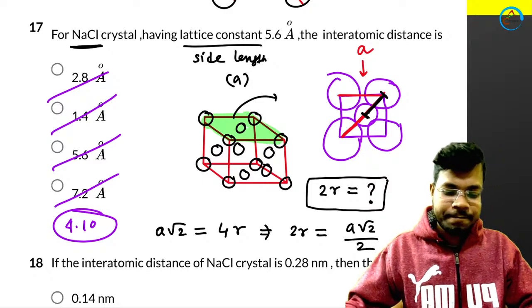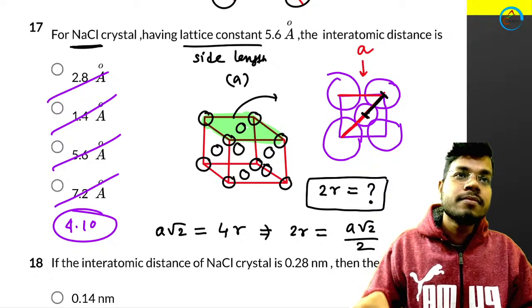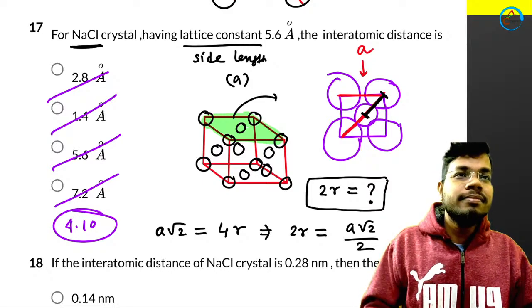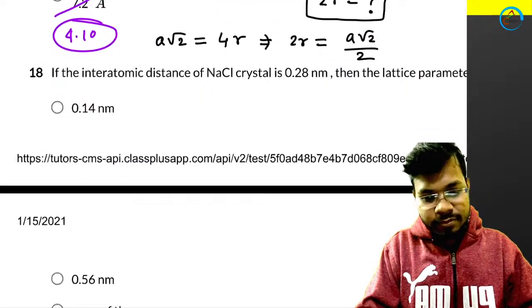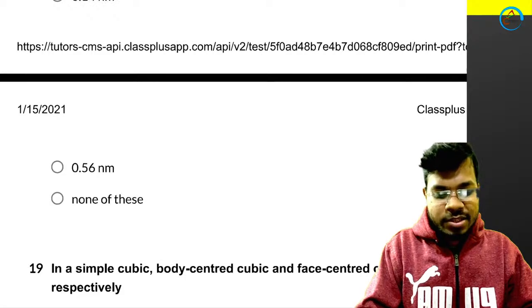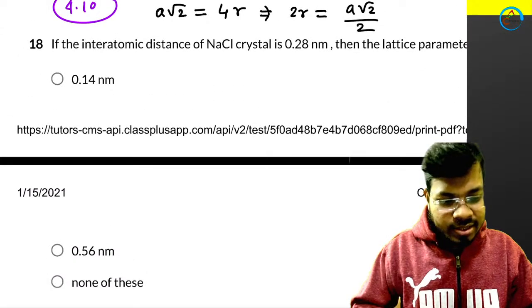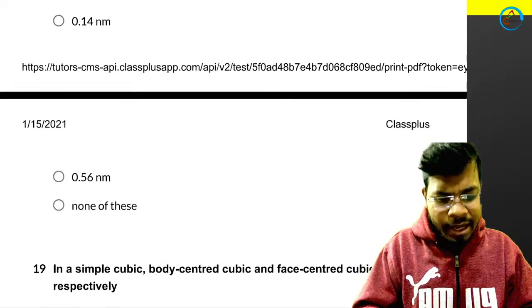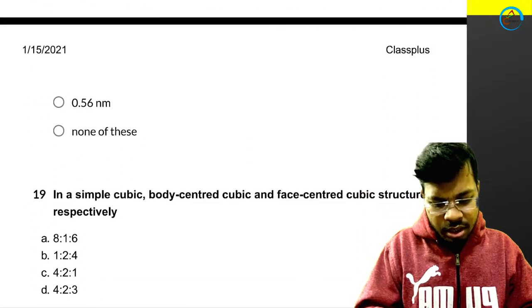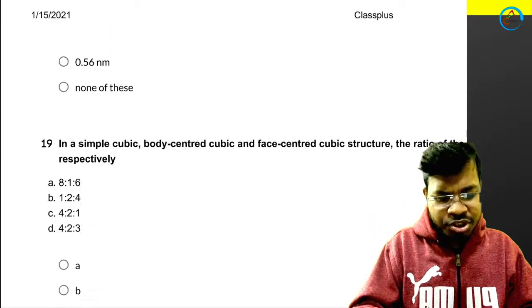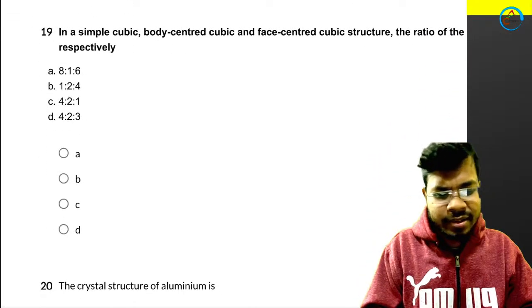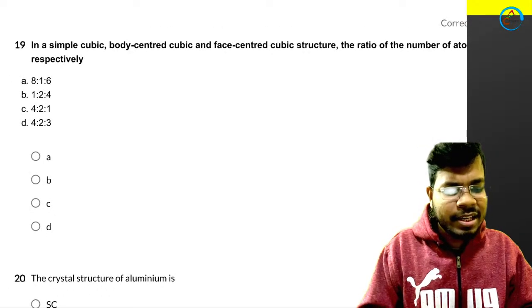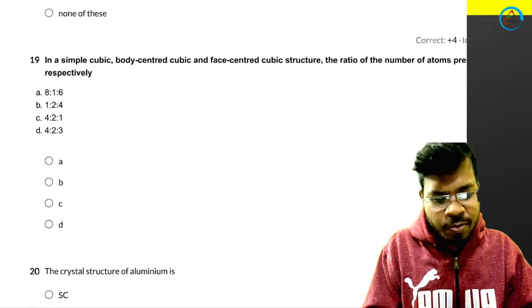Next question. Okay, so look at this now. The same question is there. So for the timing I am ignoring this question, and I'll be coming back to it. Question number 19. In simple cubic, body centered and face centered cubic structure, what is the ratio of the number of atoms?